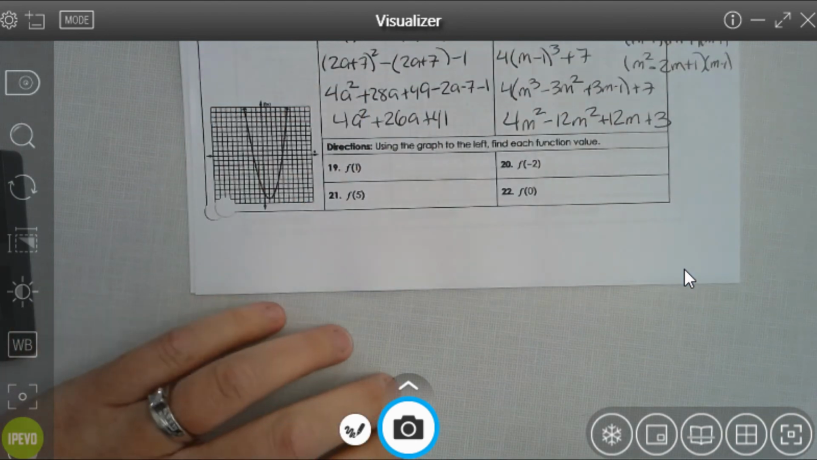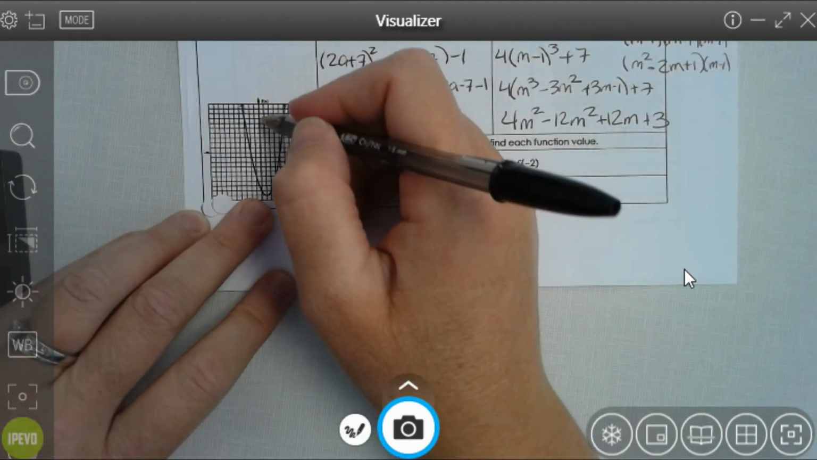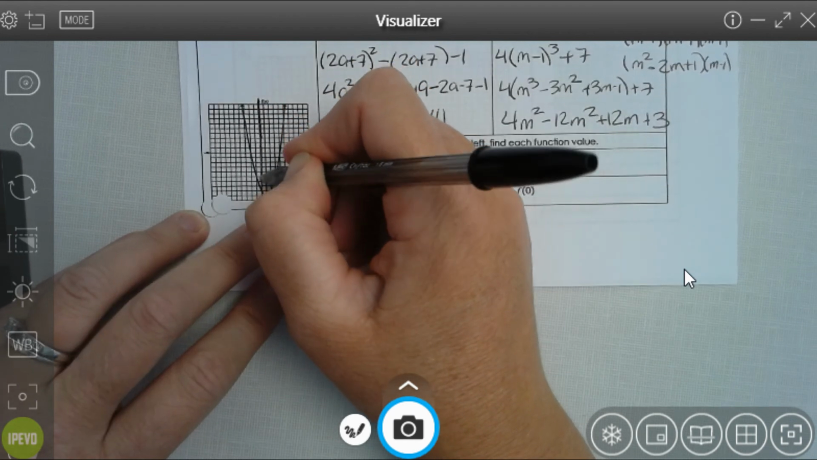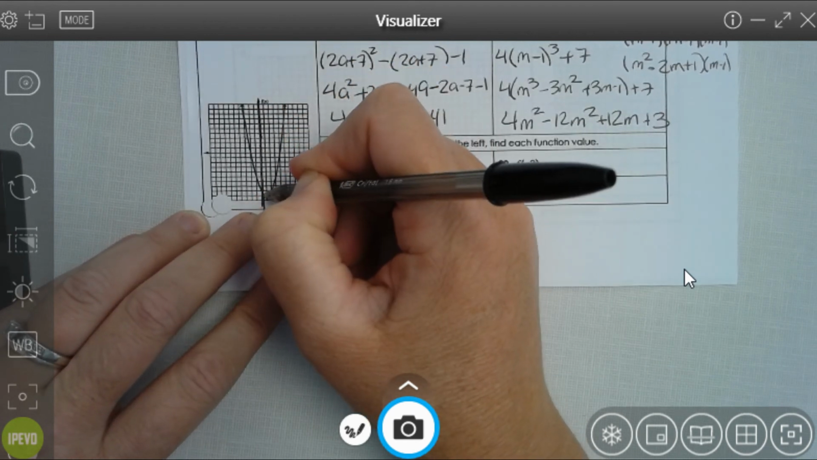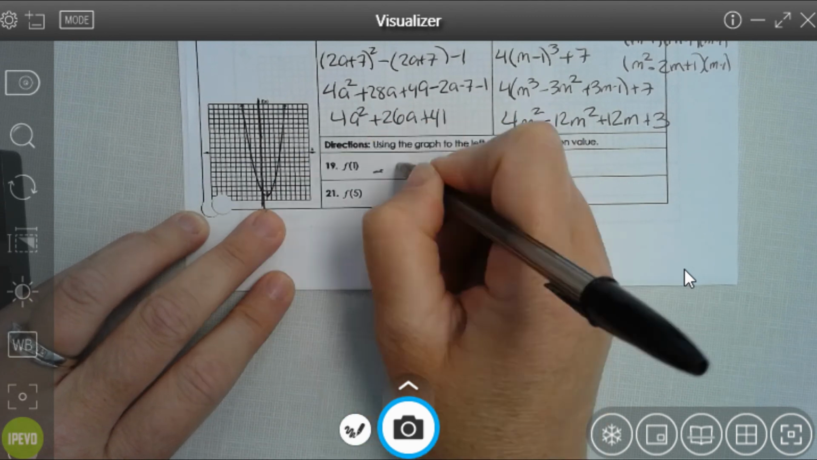Okay. All right, last one, we're using a graph. So if I want to do f of 1, I just go to where 1 is, right here's the axis if you can see it, it's kind of hard to see. And I'm just going to label what that value is. If you count down how many marks, that should give you -9.